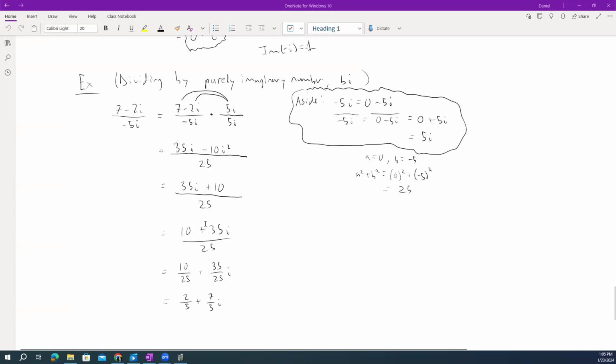Okay, now we can simplify this, split it up as two separate fractions, pull off 5, so we get 2/5 plus 7/5 i.